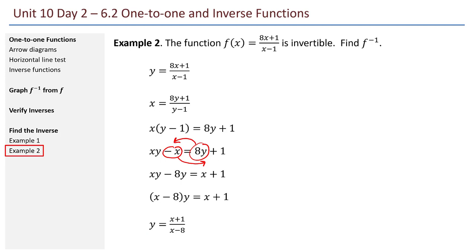And that's it. We've done it. Our very last step is to just recognize that my f inverse function is what I had as y. And so that's x plus 1 over x minus 8. All right, and that concludes one-to-one functions and inverse functions.